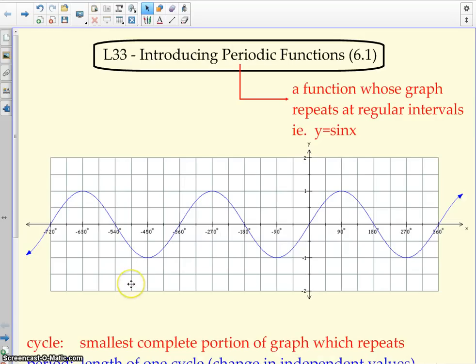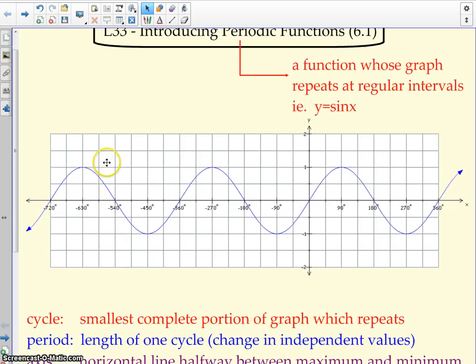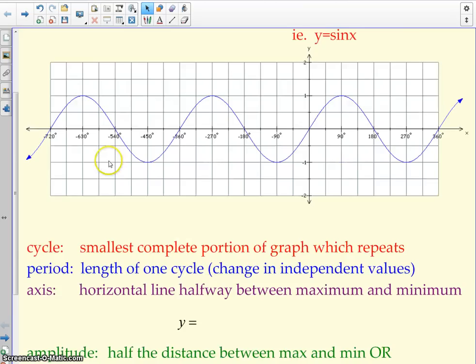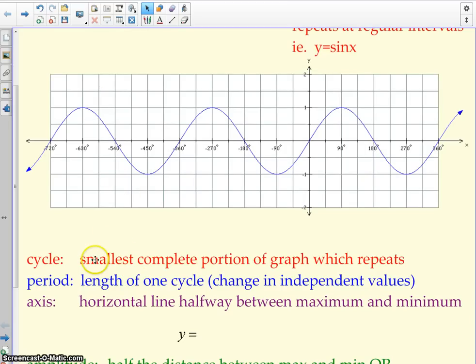Okay, now a graph that is like sine x or cos x or a transformation of it is called sinusoidal, but we'll talk about that coming up later. So let's just take a look at some definitions that apply to periodic functions. So the term cycle applies to the smallest complete portion of a graph that repeats. So for example, you could say a cycle goes from this point right here to this point right here. This right here would be called a cycle.